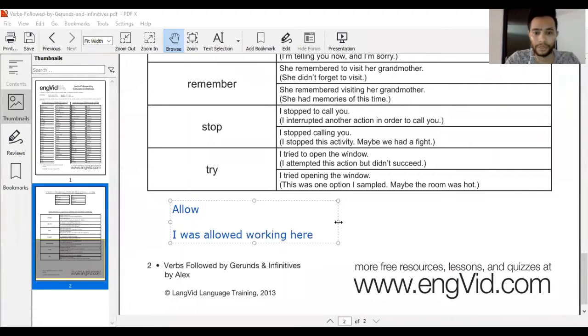All right, so here, this is the normal way, right? So I was allowed working here, because allowed always goes with, I'm going to put here, plus gerund or ing, right? But you can also use it in a different way. This is like an exception to the rule, and it's when you use an object. So let me just show it to you. Like, she allowed me.